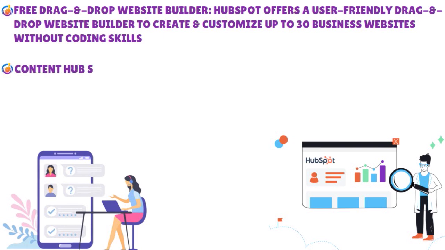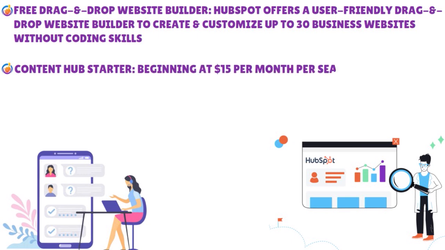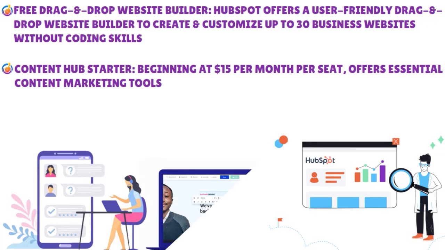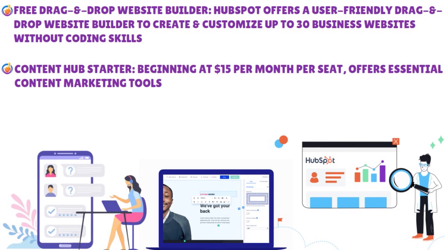Then you have the Content Hub Starter. It's pretty interesting because the pricing starts at around $15 to $30 per month, and that's per month per seat. The Content Hub Starter offers essential content marketing tools. It includes the removal of HubSpot branding from certain features, as well as premium hosting. You can also access AI blogs, website pages, landing pages, and forms, all without branding.